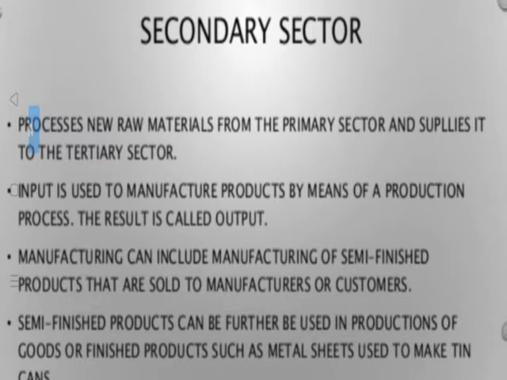Manufacturing can include manufacturing of semi-finished products that are sold to manufacturers or customers. Semi-finished products can be further used in production of goods or finished products such as metal sheets used to make tin cans. Now we have discussed a lot about secondary sector. Now how does this chain connect, or how are they interdependent?